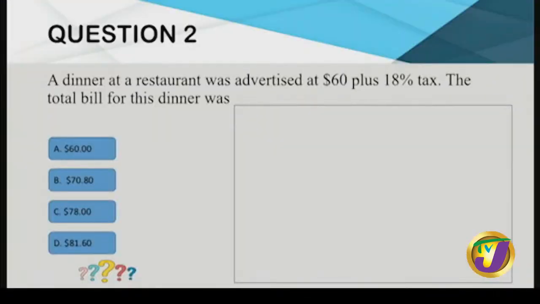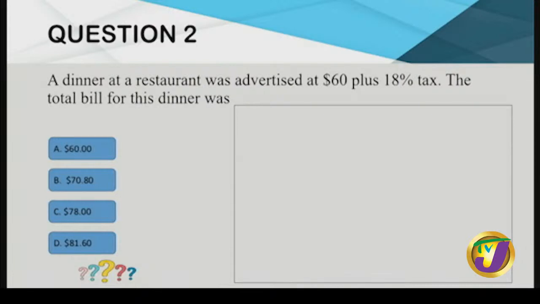So again, remember we're talking about plus. Looking at our options, it couldn't be A because it would be more than $60, right? So we'd have eliminated A as an option.